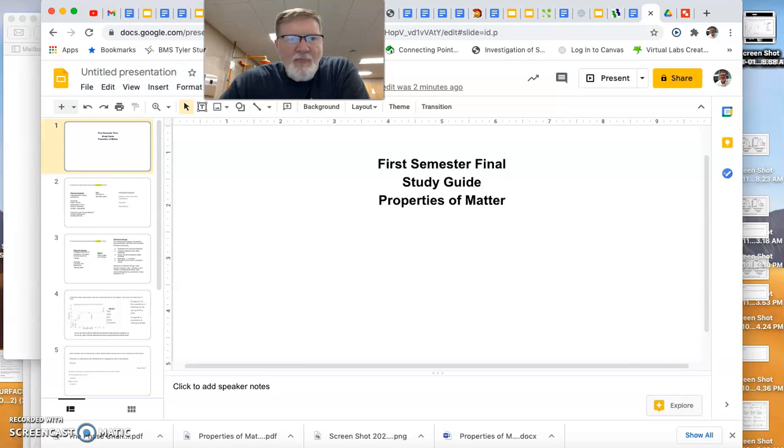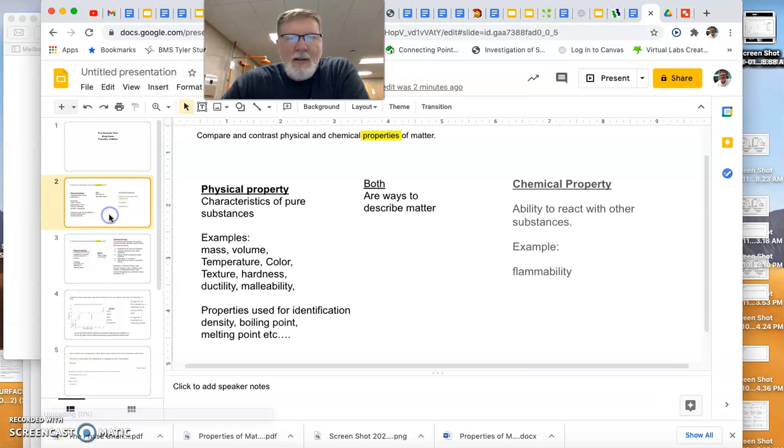And so, the first part of the study guide asks you to compare and contrast physical and chemical properties. And so I would first define them. Physical properties are characteristics of pure substances, where chemical properties are abilities to react with other substances. And examples of physical properties would include mass, volume, temperature, color, and so forth.